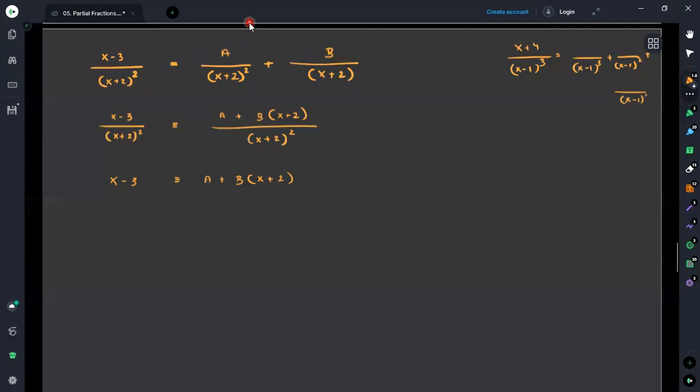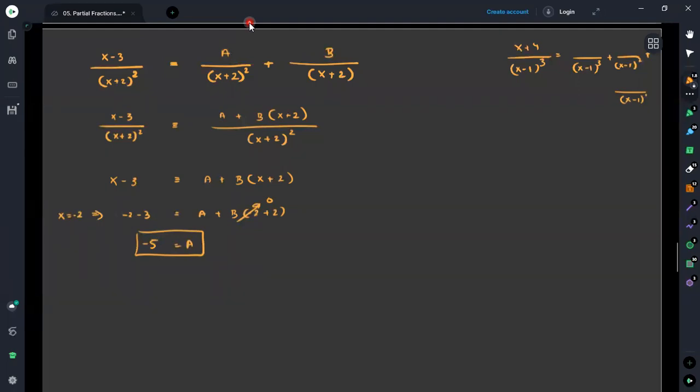Then I'm setting x equals minus 2 first. X equals minus 2 leads to minus 2 minus 3 equals a plus b times minus 2 plus 2. It becomes 0. Then minus 5 equals a. Then we are getting a equals minus 5.